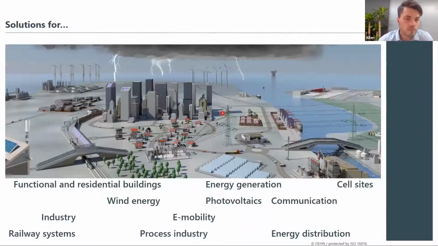We provide solutions for a lot of different industries. As you can see from the image, we have different solutions for your wind energy sectors, your energy generation, which is more your PV systems, protection for your cell sites. We have protection for communication systems, energy distribution facilities, as well as your railway systems.